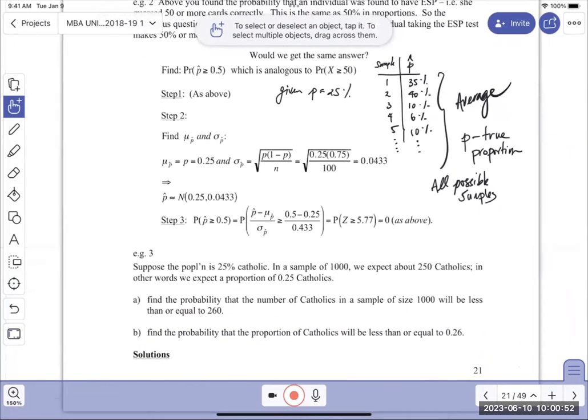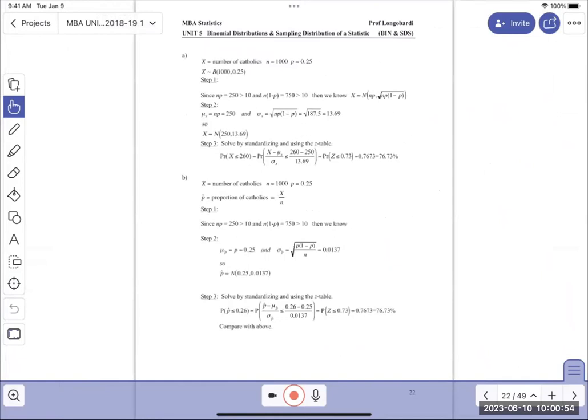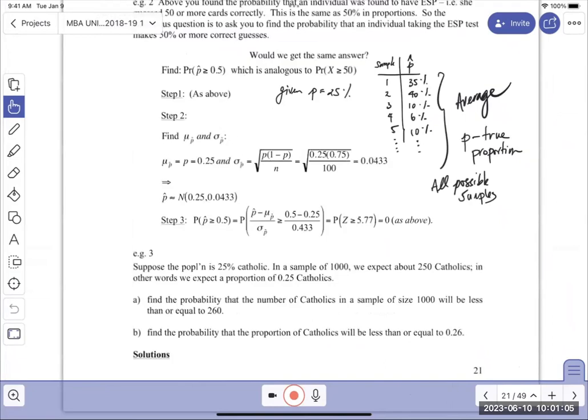So that's what I do here. And I make the point that the continuity correction factor is used for X, the count or the number of successes, but we don't use a continuity correction factor for p hat.